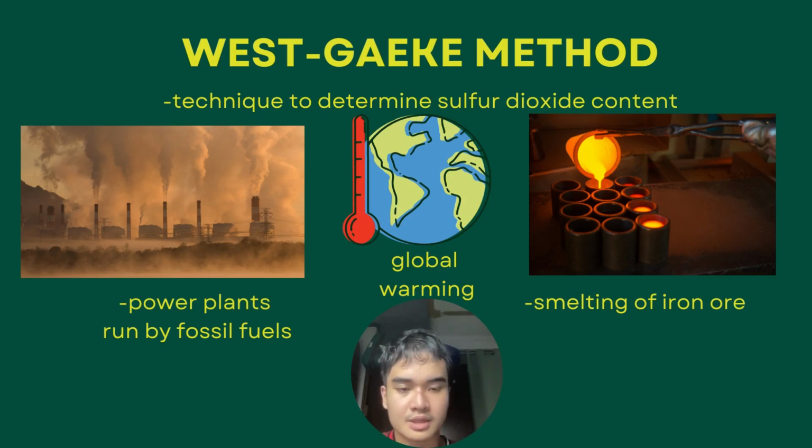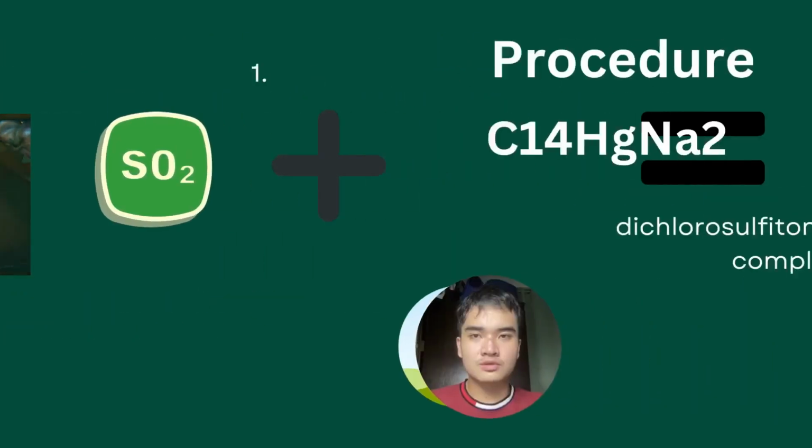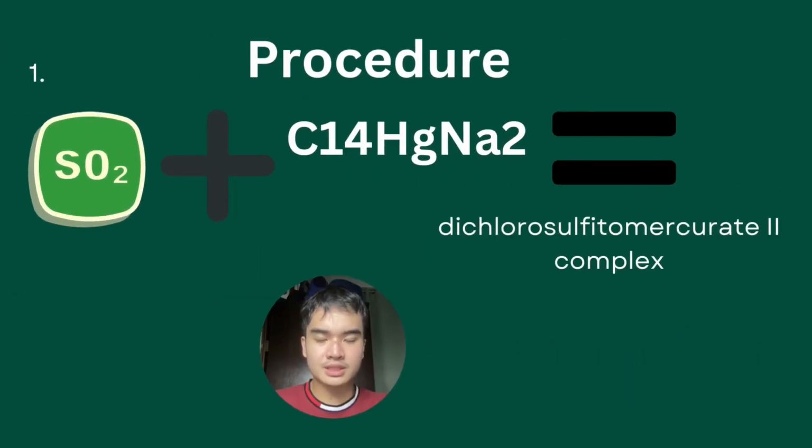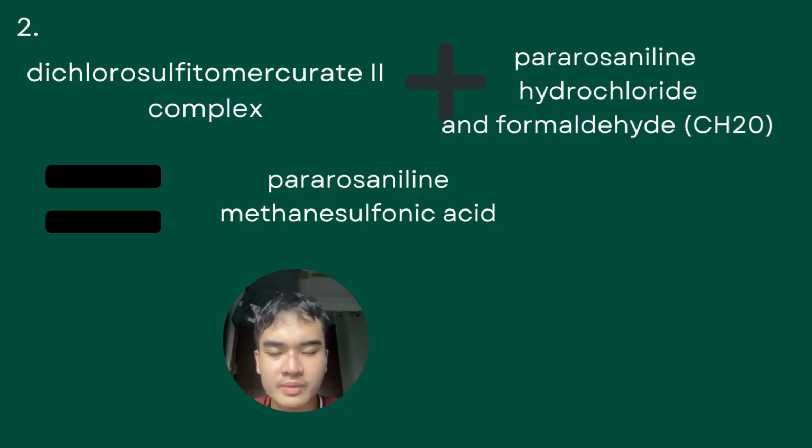In the West-Gaeke method, the collected SO2 will be reacted with sodium tetrachloromercurate. The product of the reaction will be dichlorosulfitomercurate(II) complex. The product of the previous reaction will be reacted with pararosaniline hydrochloride and formaldehyde to form pararosaniline methylsulfonic acid. The said acid will be extracted and its volume will be measured. The volume measured is equal to the amount of SO2 detected.